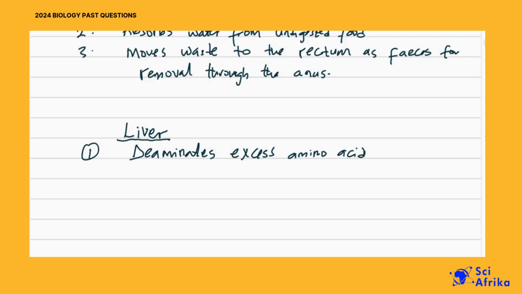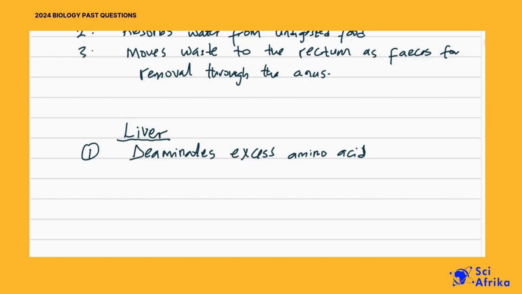The body does not store excess amino acid or excess protein, so the excess protein has to be removed out of the body through a deamination process in the liver and later an excretion process in the kidney. So these are the stages of amino acid removal: it first undergoes deamination in the liver, then excretion in the kidney. Excess amino acid is not stored in the body, unlike excess glucose, which is stored in the liver and muscle as glycogen.